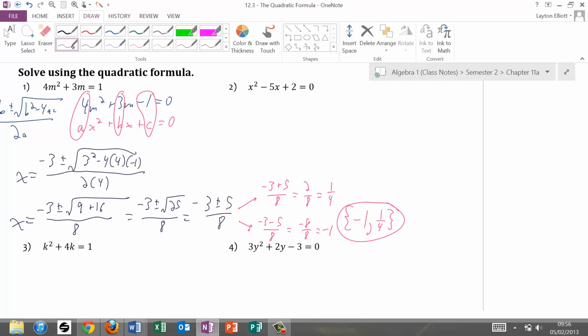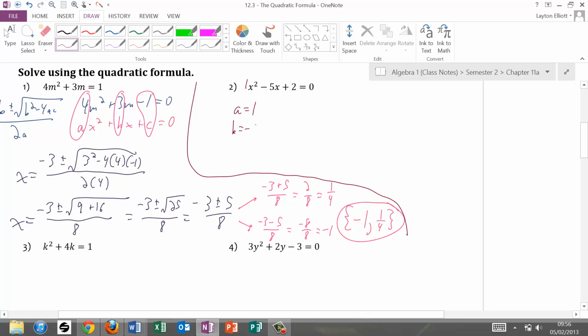For number 2, if I create a little bar to separate that, we have coefficients of 1, negative 5, and 2. And I'm going to say a equals 1, b equals negative 5, and c equals 2. x is equal to opposite of b plus or minus the square root of b squared minus 4ac all over 2a. And let's substitute now.